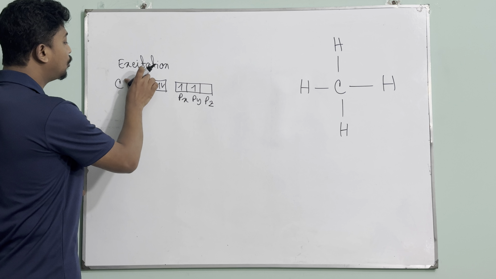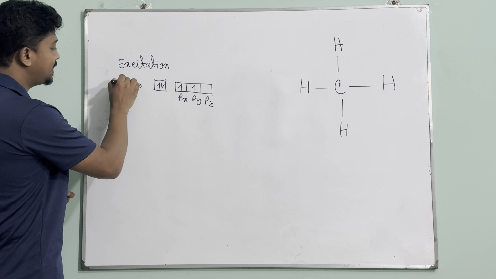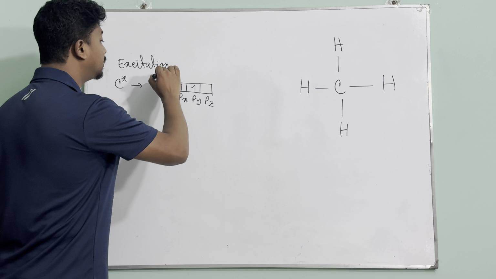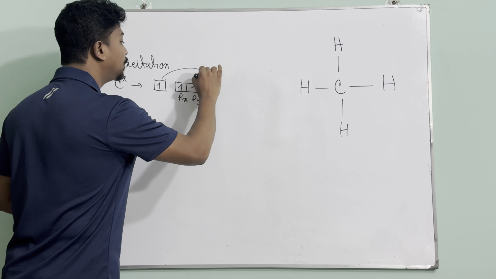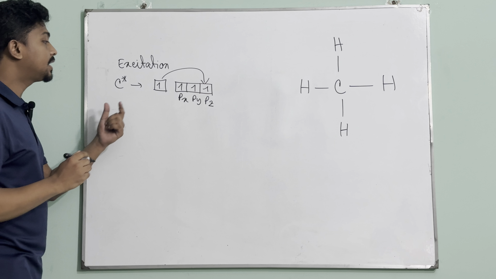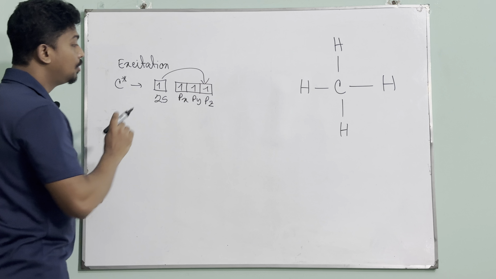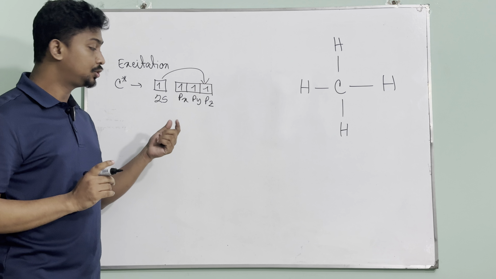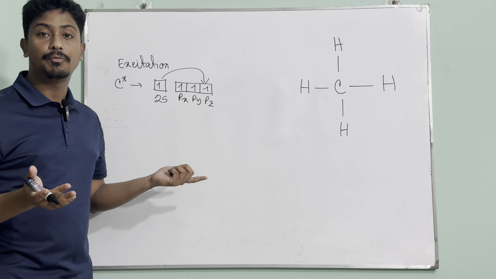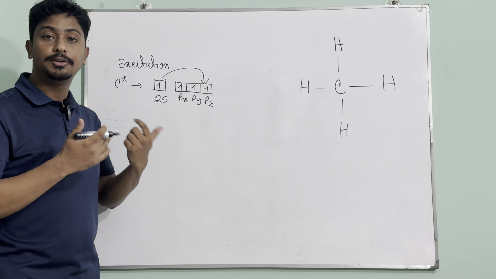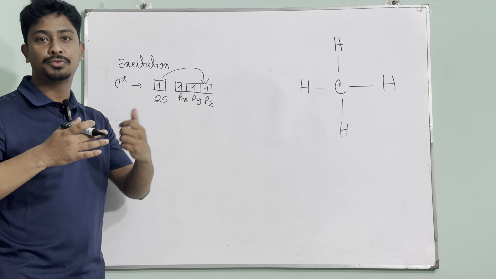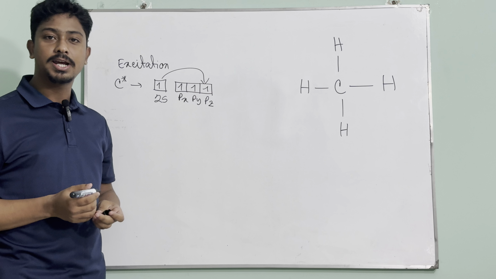So when carbon goes through the excitation process, when carbon is excited, it absorbs a little bit of energy, and because of that energy, this electron is pushed to the pz orbital. Now this electron is here. So now you can see that we have 4 unpaired electrons, 1 in 2s and 3 in p orbitals. Problem is solved, right? Now carbon has 4 unpaired electrons. Now carbon can go through the bonding process and make 4 bonds, right?